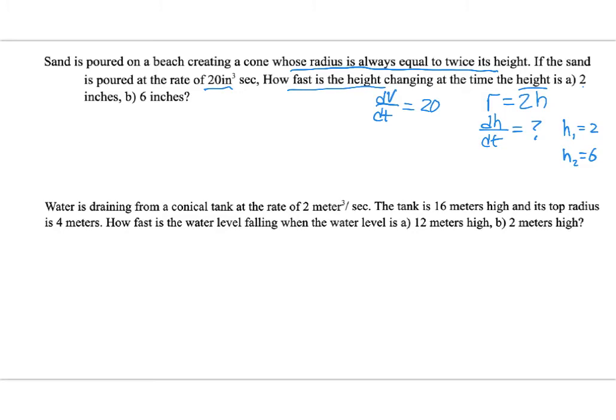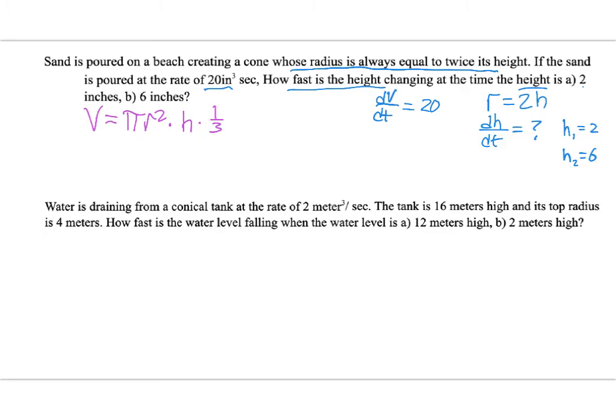Okay, we're looking at a volume of a cone. So I'm going to start with that formula. Volume is equal to the base area, that's pi r squared, times height times a third. Anything pointy is times a third.